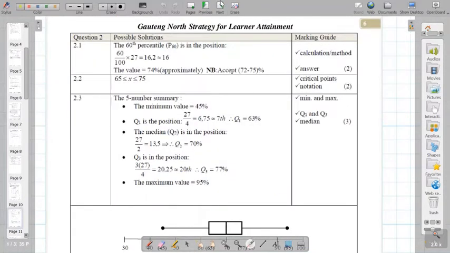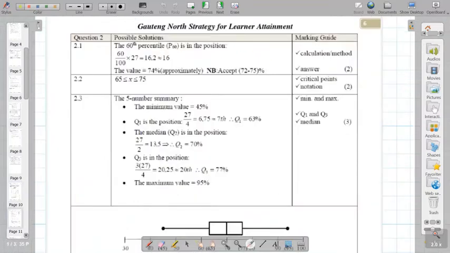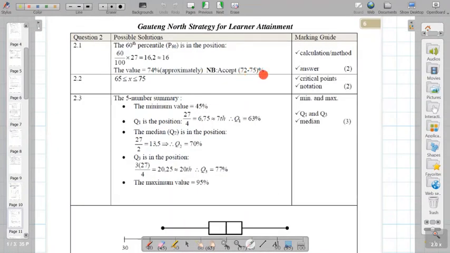As a mark, we can see 74, because 16 is somewhere here. You see, from 16 you go left and read down. It is around 70, more than 70, 72 maybe. And as you see, a set of numbers is accepted. Any number from 72 to 75 is accepted. But we move from 16. And how do we get 16? Because it says the 60th percentile of the data, which is 60% of the data, so around 16.